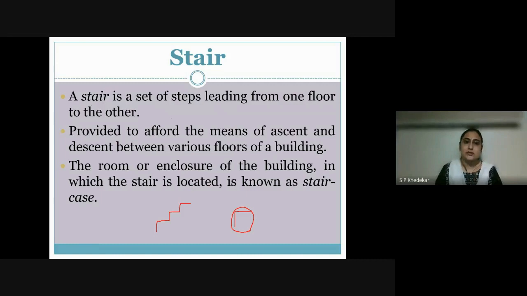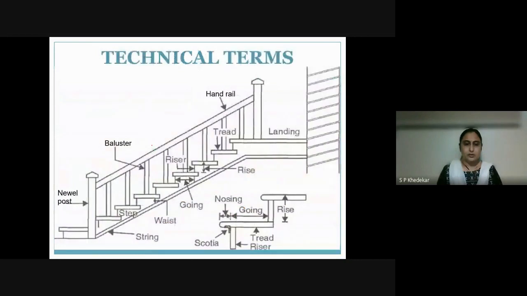So a stair is a set of steps leading from one floor to another floor, and it is provided to afford the means of ascent and descent between various floors of a building. Basically, the room or enclosure in a building in which these stairs are located is called a staircase. If we can see in this, we can see various terms which we use in staircase. So we'll see each term one by one.